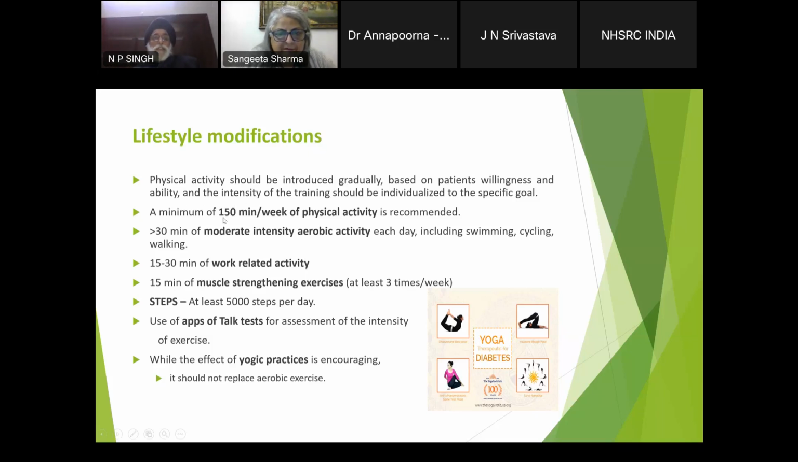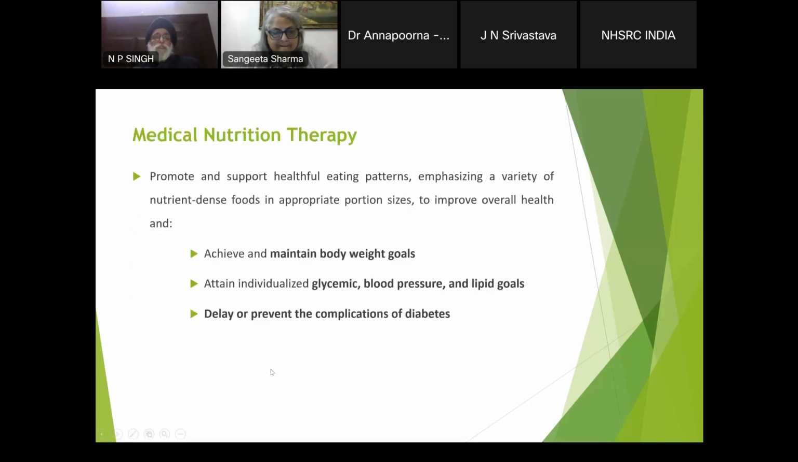But as I said, 150 minutes per week, more than 30 minutes of moderate intensity aerobic activity. You can do swimming, you can do cycling, you can do walking. Also, try to get up. Now, the problem with this online is that we keep on sitting at a place for a long time. But even during your work, at your workstation, you can keep on getting up and do your work. You can do some muscle strengthening exercises. And I mentioned 5,000, but I personally feel that 10,000 steps is doable. And there are a lot of yogic practices which we have talked about.